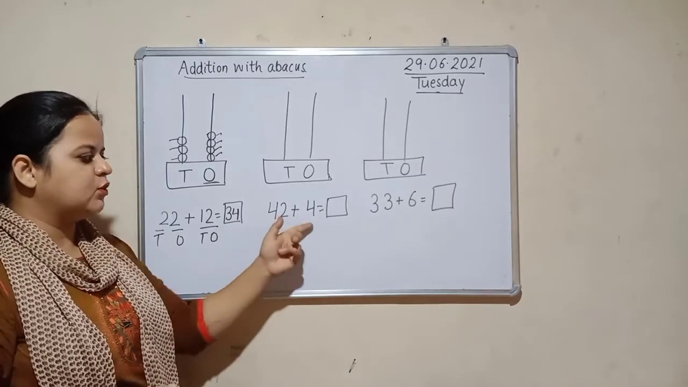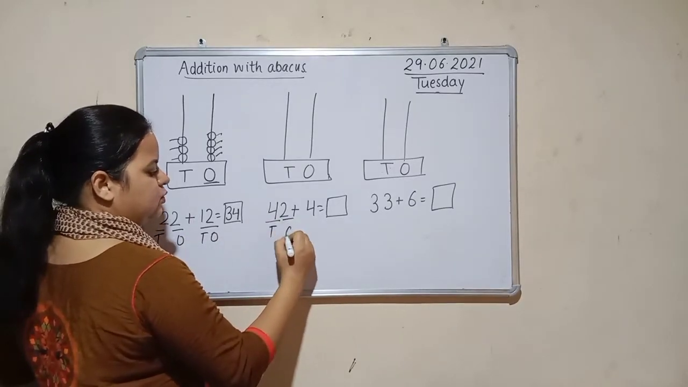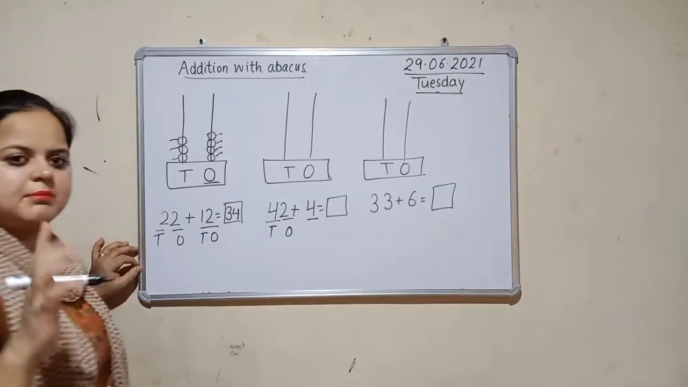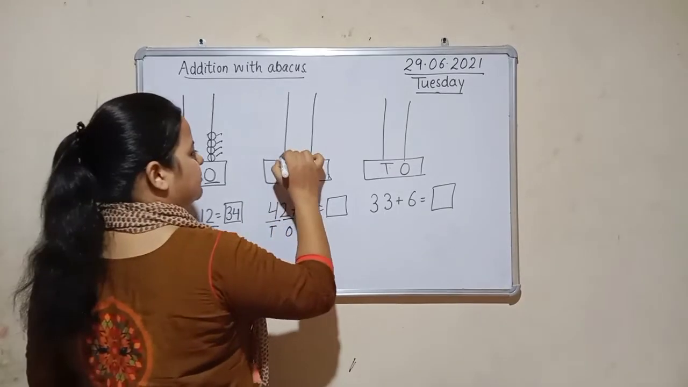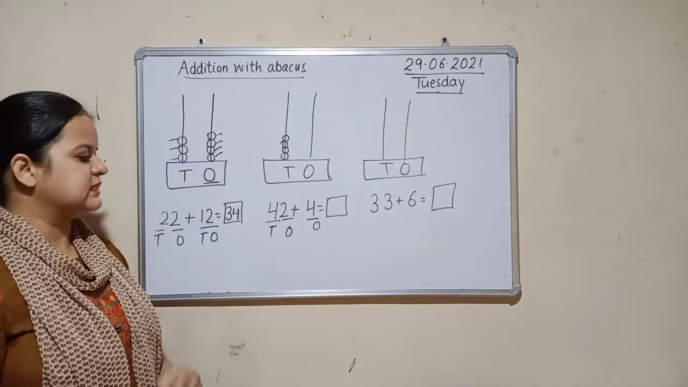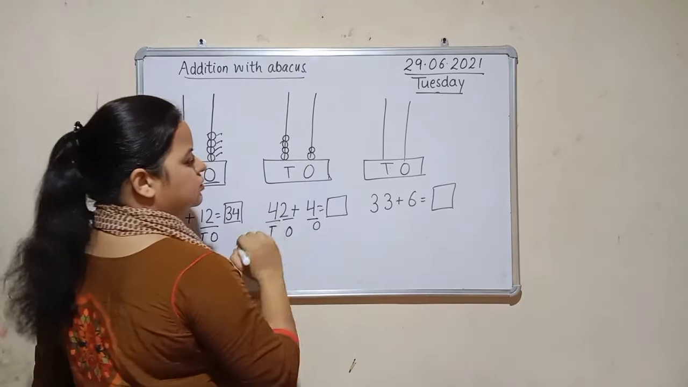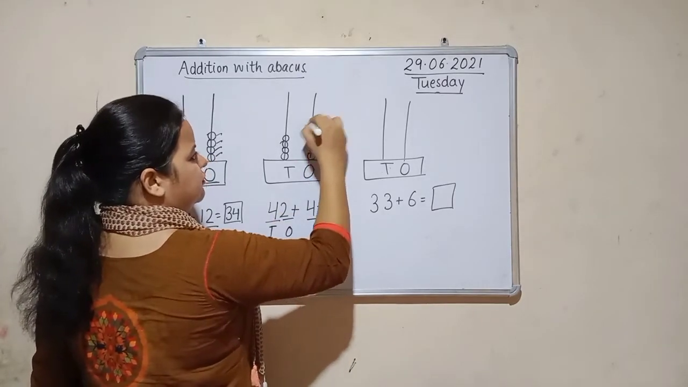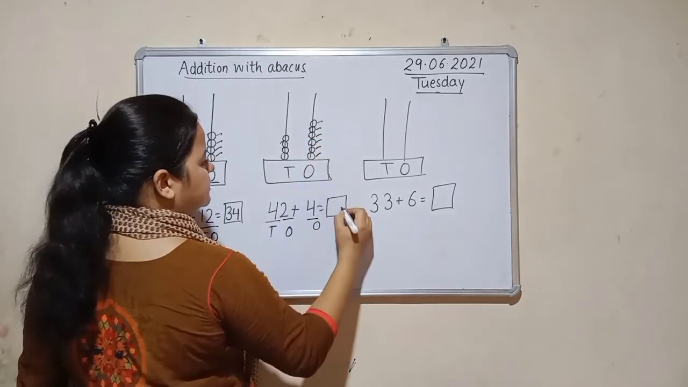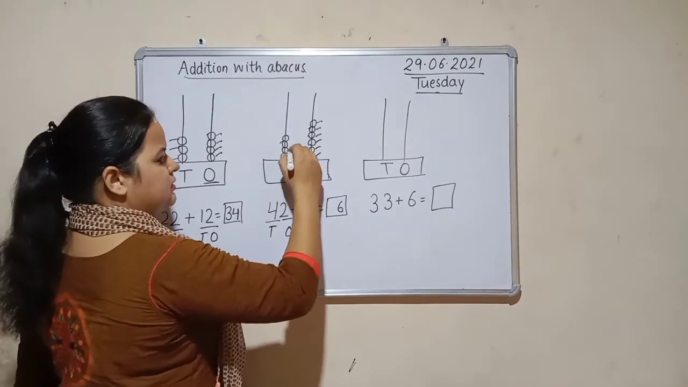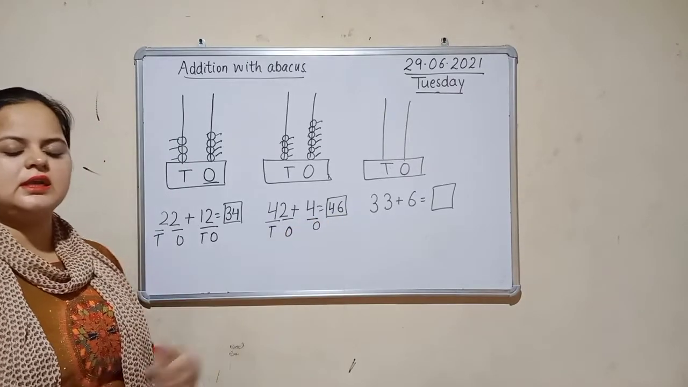Okay, next is 42 plus 4. 4 is tens and 2 is ones. Here is only a 1-digit number 4. So this is only ones. On ones side, here we have 2 numbers, 2 and 4. 1, 2. 1, 2, 3, 4. Now let's count them. 1, 2, 3, 4, 5, 6. On ones side here is 6. On tens side, 1, 2, 3, 4. 4. So 42 plus 4 is 46.